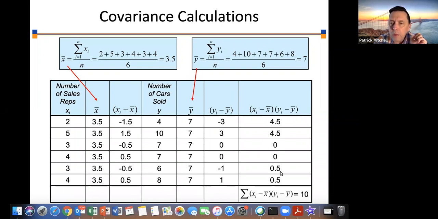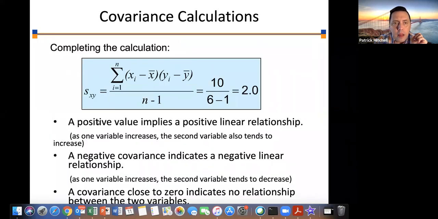All right, so now we're going to add all these values together. They add up to 10. So that means that the sample covariance is 2, or they wrote it as 2.0, because I think I've mentioned this before. Normally, these statistics are rounded to one more decimal place than you have in the original data. So that did come out to a positive number.